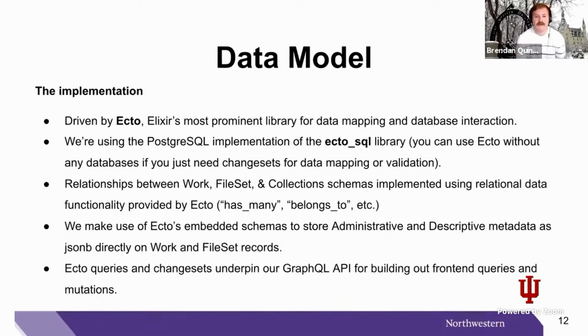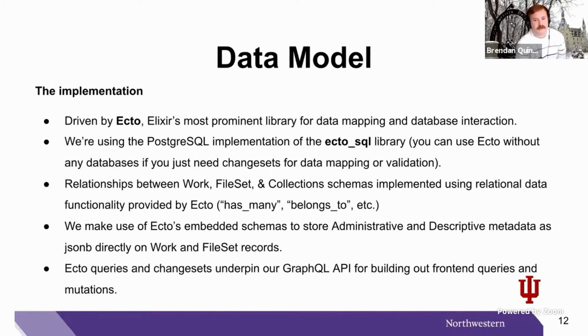So how did we implement this data model? In Elixir, there's a library called Ecto, which is the most prominent library for data mapping and database interaction in the Elixir ecosystem. For the Valkyrie users among us, a lot of the patterns that Valkyrie implements were inspired by Ecto, such as change sets and the repository pattern that uses adapters so you can switch databases and things like that. So Ecto came up a lot in our early conversations about Valkyrie, and it's been fun to use Ecto for the past year and a half.